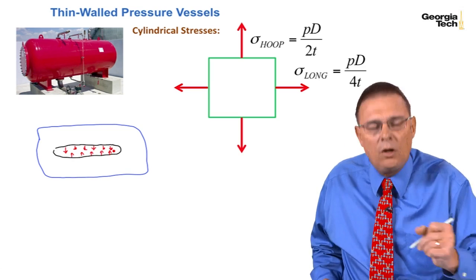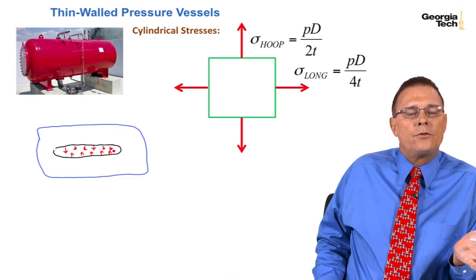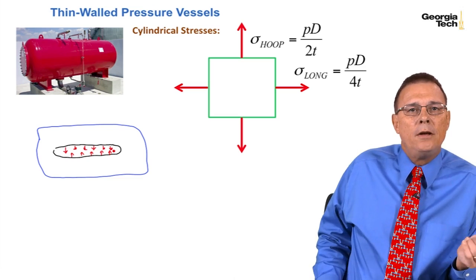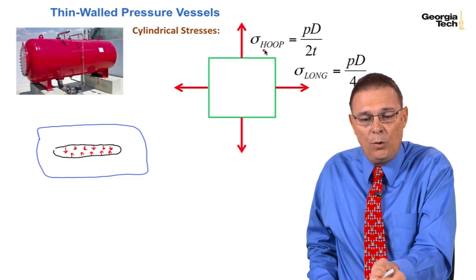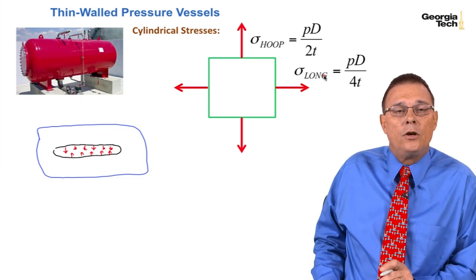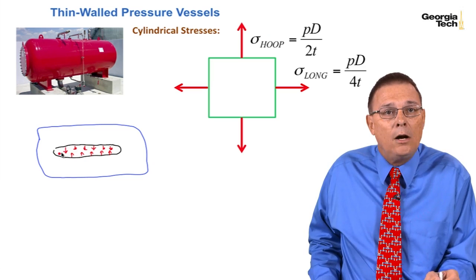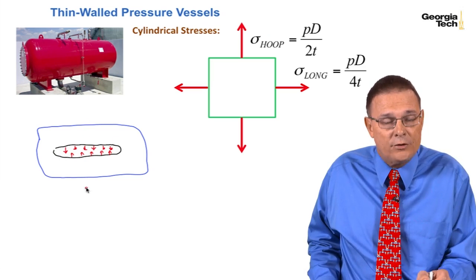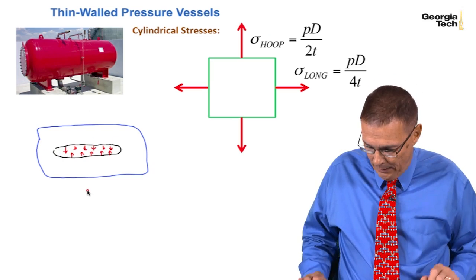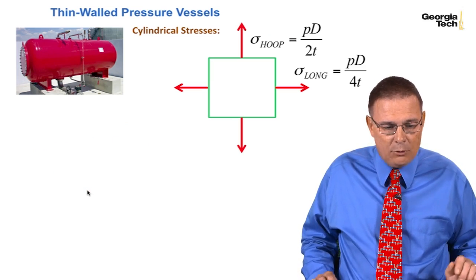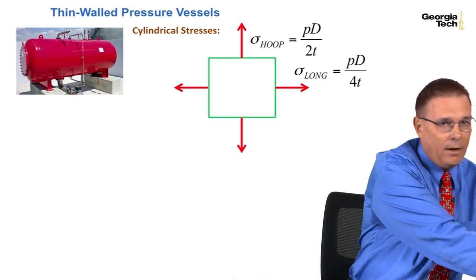So which are larger, the longitudinal stresses or the hoop stresses? Which are going to fail first? And you should see that the hoop stresses are twice as large as the longitudinal stresses. So if it's going to fail, it should fail along this horizontal line versus a vertical line. And I've got a rather neat demonstration for you to show that.